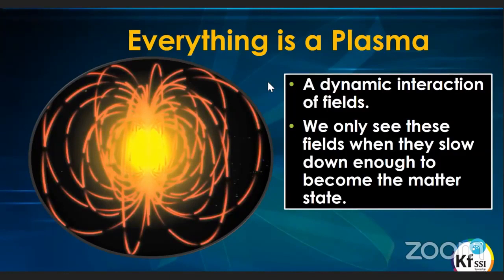And we only see these fields when they slow down enough to become the matter state. That's why there are different strengths out there, and that's why we don't see them. So we only see those which have slowed down enough for us to be able to see them as the matter state.